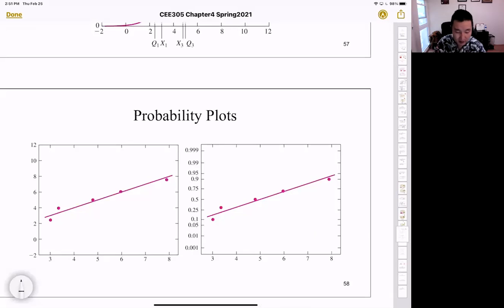We can also use this. This is for the x-axis, which is xi, and for the y-axis, which is qi. So how do we calculate the qi? Let me show you.